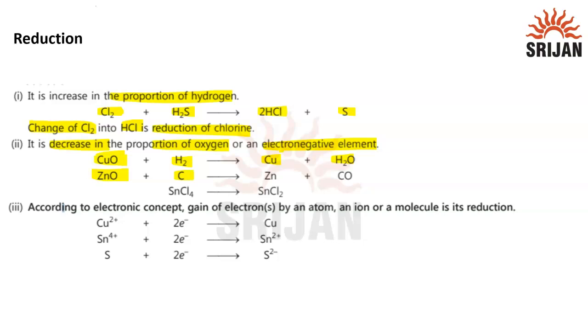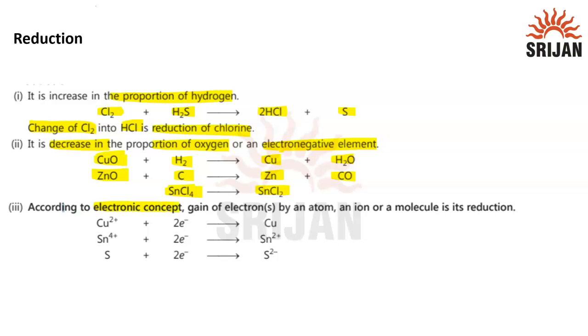Same for ZnO plus carbon, that will give us zinc plus carbon monoxide, and here SnCl4 is being converted into SnCl2. Here we will see that on the reactant side we have 4 chlorine, but on the product side only 2 chlorine atoms are there. So this is basically a decrease in the proportion of the electronegative element, which is chlorine.